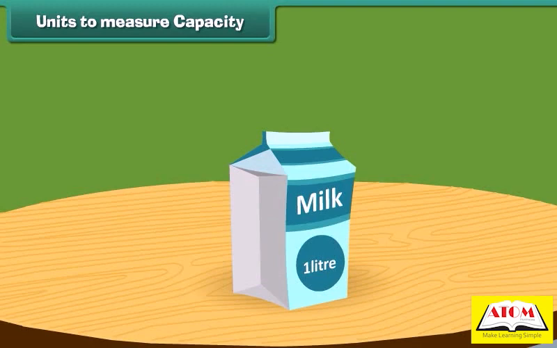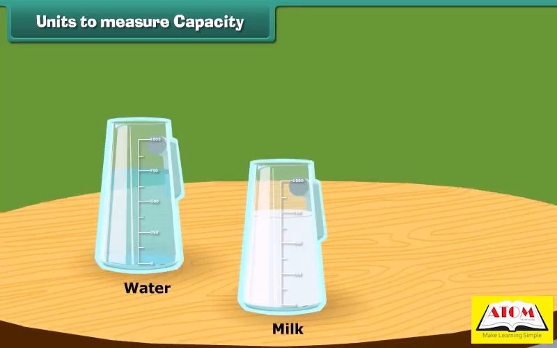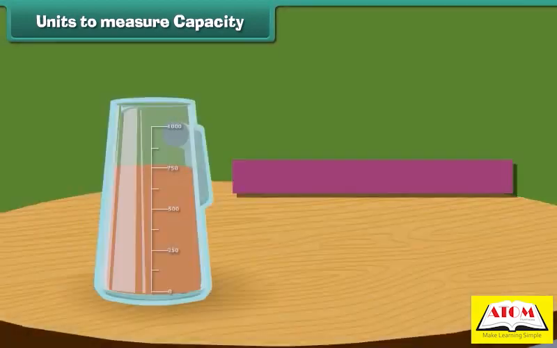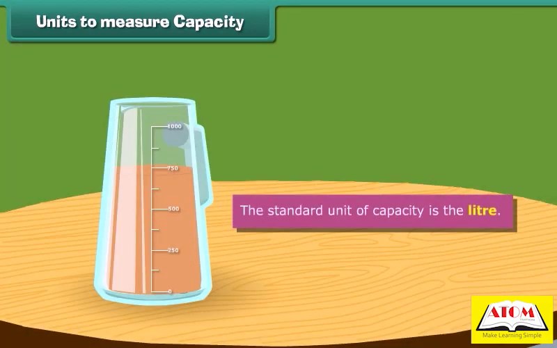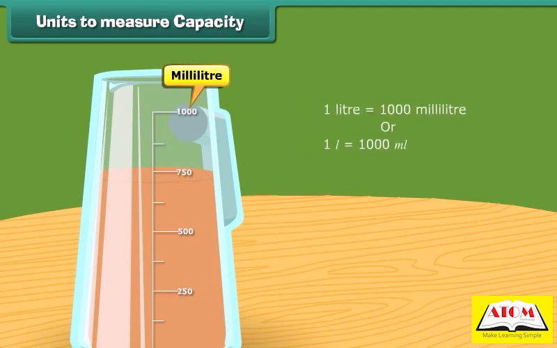How much milk comes to your home daily? 1 liter, 2 liters or more? The capacity of liquids like water, milk, juice, etc. is measured in terms of liters or milliliters. The standard unit of capacity is the liter. The part obtained by dividing 1 liter into 1000 equal parts is called a milliliter. This means that 1 liter is equal to 1000 milliliters.